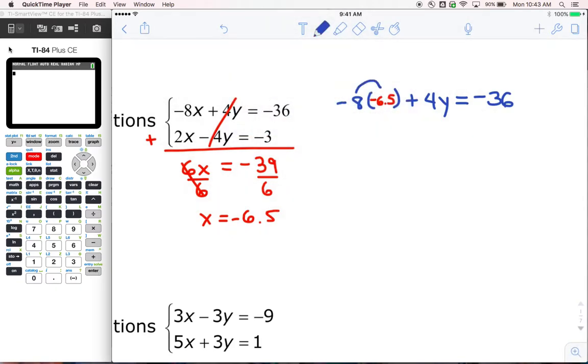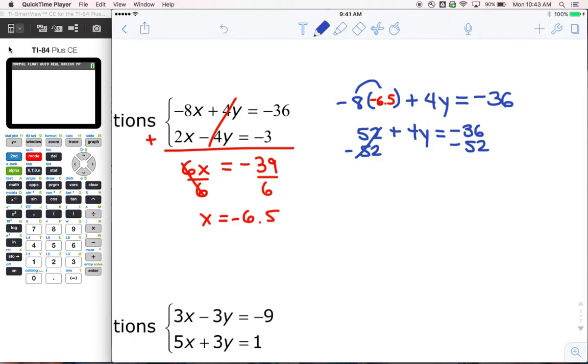8 times 6.5 is positive 52 plus 4y equals negative 36. We're going to subtract 52 from both sides. Now wait a second. Oh, I made a mistake. Did anybody catch it?